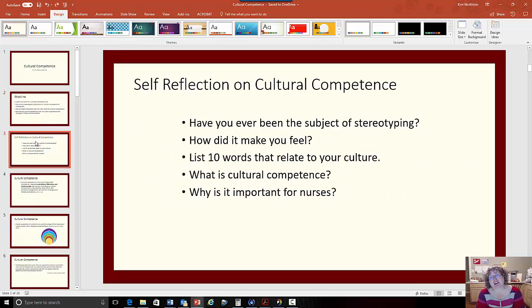So before we get started talking about cultural competence and thinking about how to apply that with our patients and in all the different settings in which we practice, take a moment and do some self-reflection first. Have you ever been the subject of stereotyping? If so, how did that make you feel? What are 10 words that relate to your culture? What is cultural competence, and why is it important for nurses?